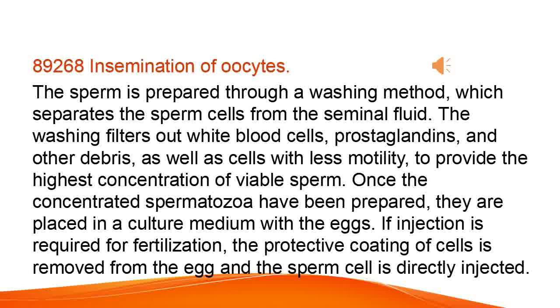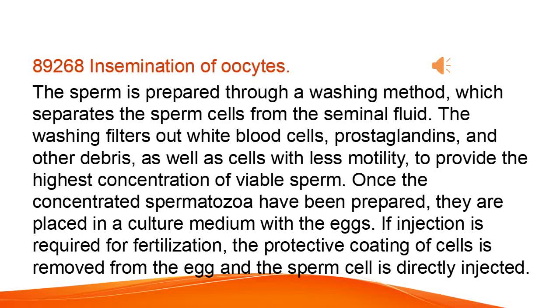Insemination of oocytes. The sperm is prepared through a washing method, which separates the sperm cells from the seminal fluid. The washing filters out white blood cells, prostaglandins, and other debris, as well as cells with less motility, to provide the highest concentration of viable sperm.